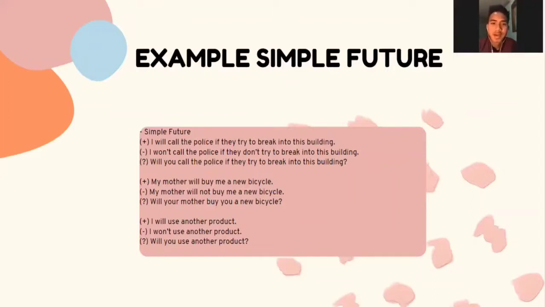Positive. I will use another product. Negative. I won't use another product. Interrogative. Will you use another product? Next.